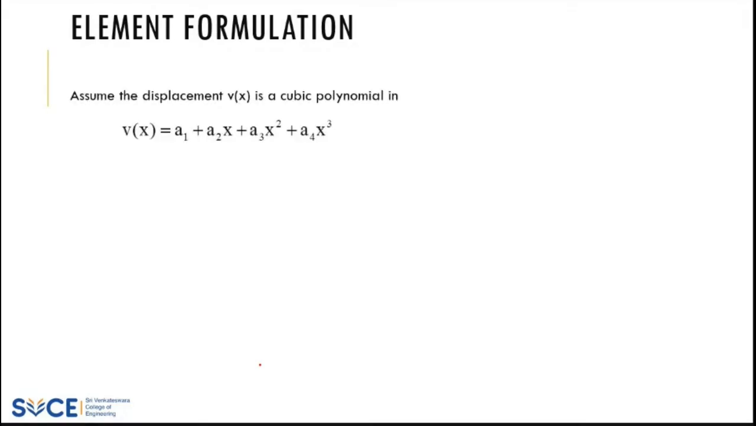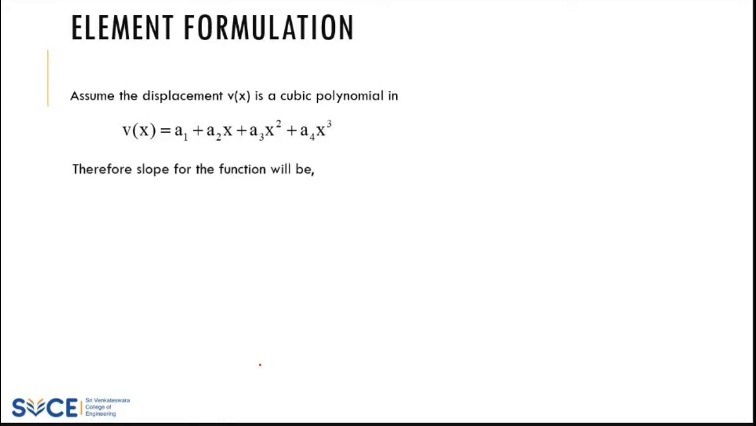Let me proceed. We'll go for identifying the interpolation. You assume a trial function: v of x equals a1 plus a2x plus a3x square plus a4x cube. Can you tell me why you are considering up to x cube? Why can't we stop at x square? It is because of your differential equation. You have d square y by dx square. Since the order of the differential equation is higher, we are considering terms up to x cube.